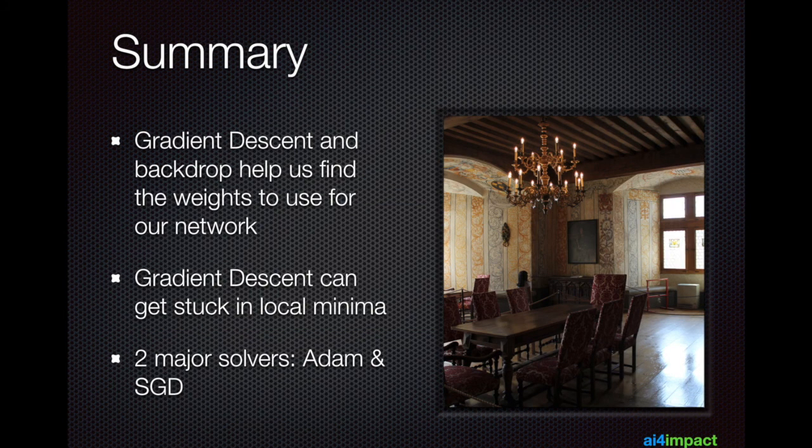Gradient descent and backpropagation help us find the weights to use for our network. The main problem with gradient descent is that it can get stuck in local minima. The other thing we discussed was the problem of overtraining. There are two major solvers called Adam and the other stochastic gradient descent.